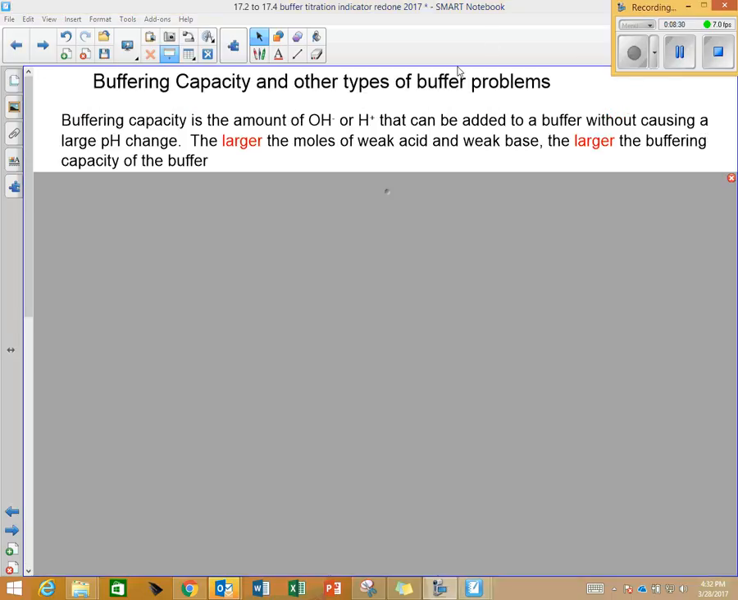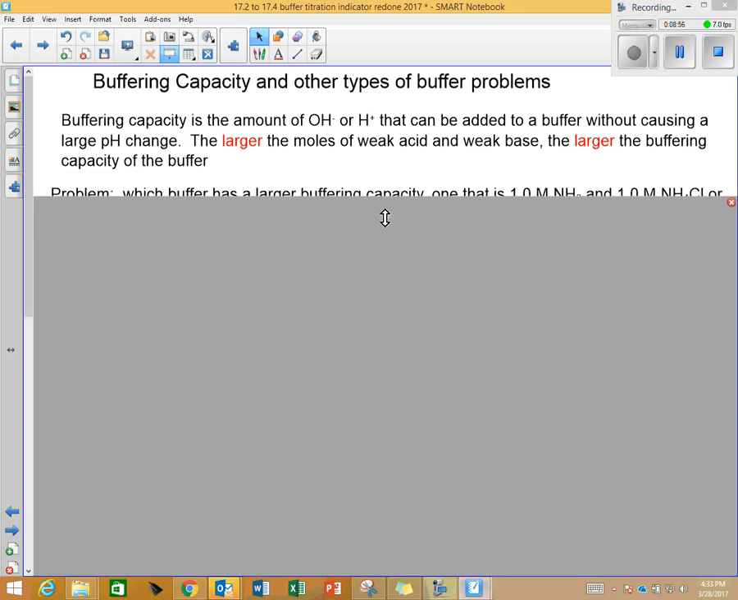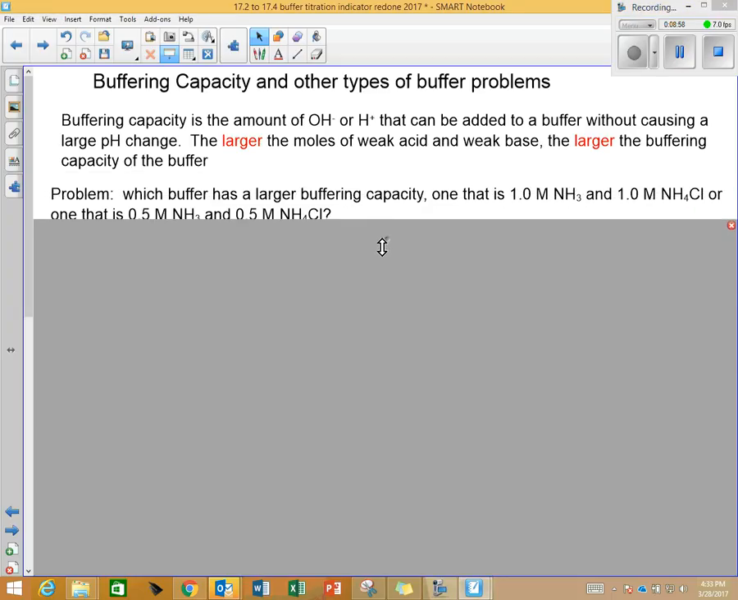All right, buffering capacity and some other buffer problems. So buffering capacity, that's how much hydroxide or H plus a buffer can get rid of. So the more moles you have of your weak acid and base, the more OH minus and H plus you can remove that has been added to the buffer. So the larger the moles of weak acid and base, the larger the buffering capacity of the buffer. It's a little repetitive now, isn't it?